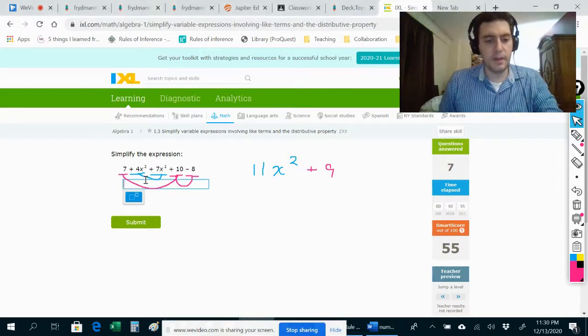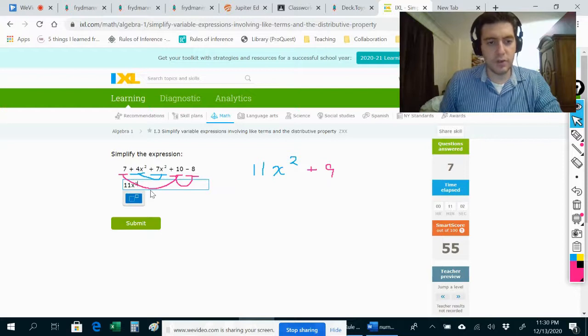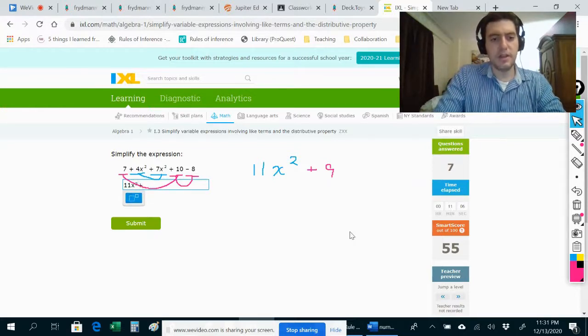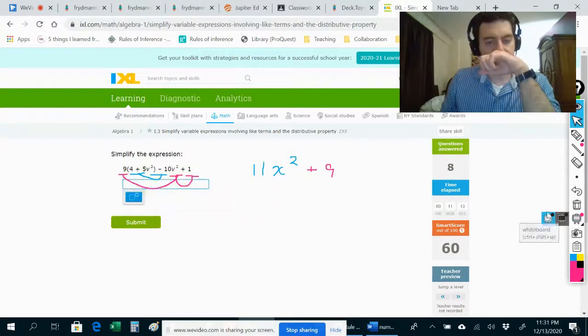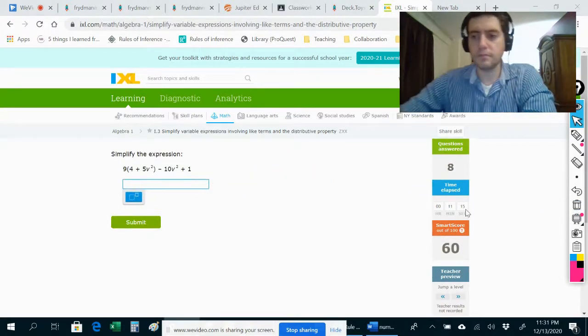11x, and then I'm going to click on this button, this power of 2, and then I click again, and then I can put plus 9. You could also write 9 plus 11x squared. That would also work. All right, let's do this one.